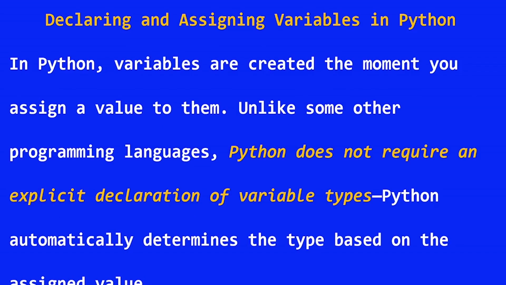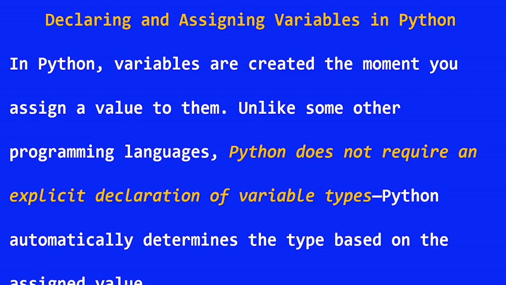So we're going to look at declaring and assigning variables in Python. So in Python, variables are created the moment you assign a value to them. Unlike some other programming languages, Python does not require an explicit declaration of variable types. So Python automatically determines the type based on the assigned value.